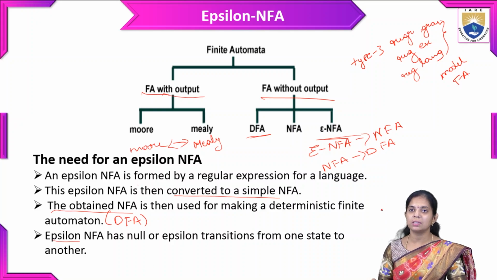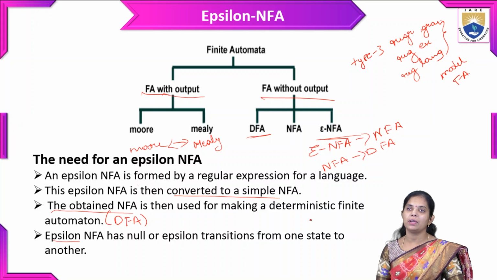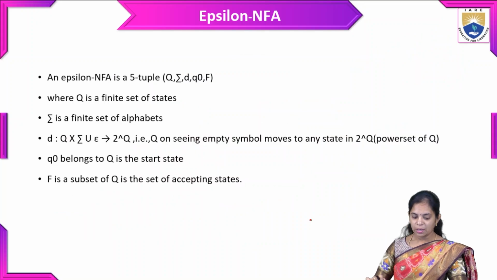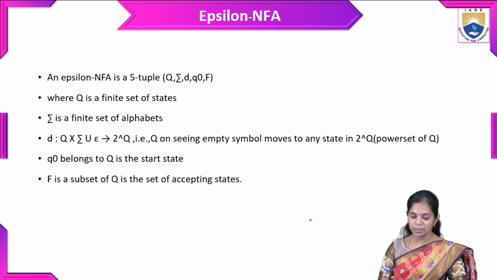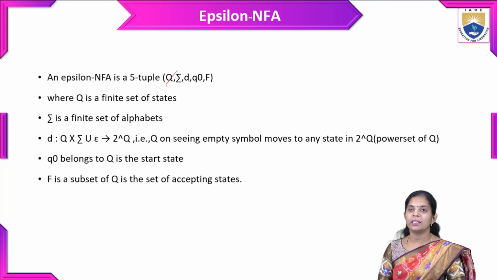As we discussed, an epsilon NFA is nothing but a non-deterministic finite automata with epsilon moves or null moves. Next, coming to the definition of epsilon NFA: same as the NFA, it has a 5 tuple notation. So let me explain every tuple. Q is a finite set of states.